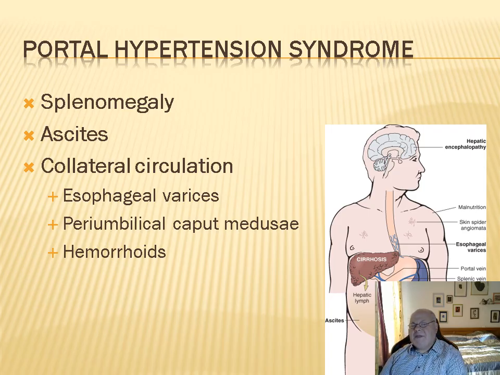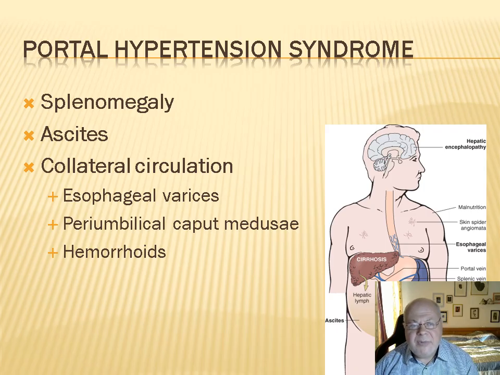But the result will be dilatation of these veins, and this dilatation of veins is called varix. So we'll have esophageal varix in the lower third of the esophagus, rectal varix or hemorrhoids, and dilatation of the veins in the periumbilical location, which is called in all literature of all languages caput medusae. So these are three other symptoms coming together with ascites and splenomegaly, and all together are forming the syndrome.